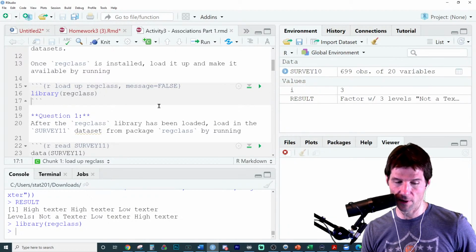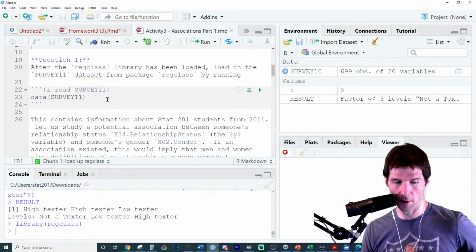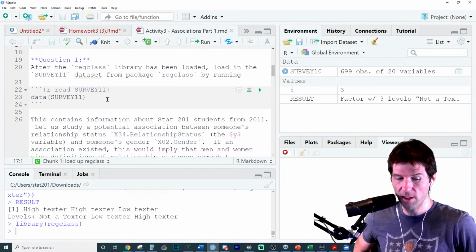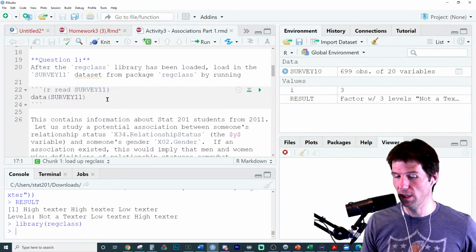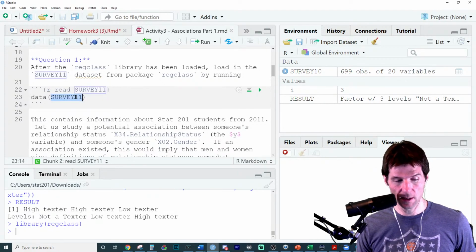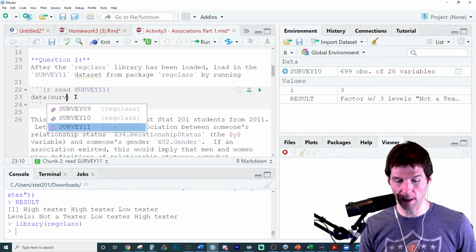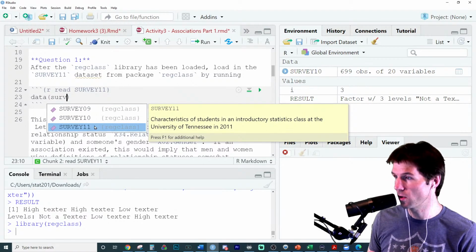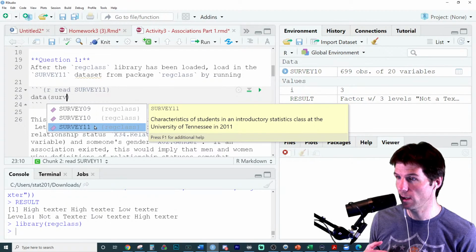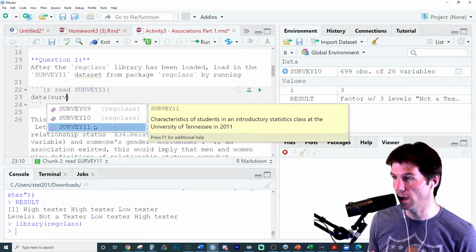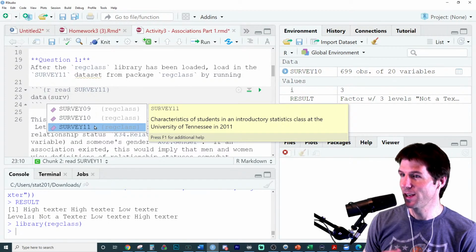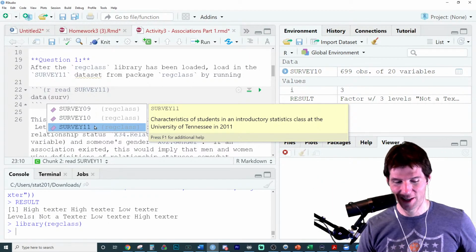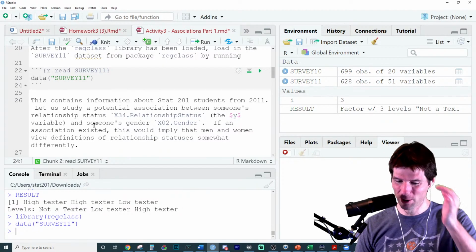We're going to go back and look at the global environment. And here we are. After the reg class library has been loaded for regression class, load in the Survey 11 data frame. So this is a survey in reg class. This is not a .csv file or Excel file. This is like a preloaded video game that you get by getting reg class. It's like, congrats for getting reg class. You get some data. And we're all happy. So we're going to load it in.